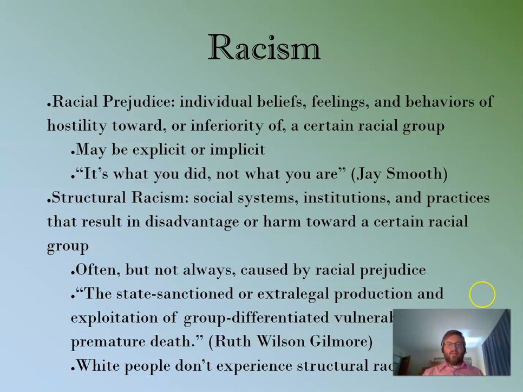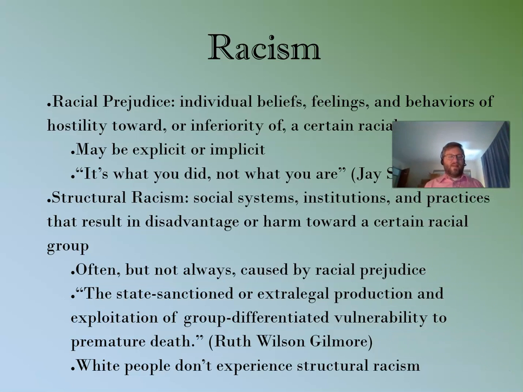And structural racism is often caused by racial prejudice, and again, is often caused by racial prejudice of the people that make up these social systems and institutions. But it's not always able to be reduced to just racial prejudice on the part of the individuals that make up those social systems. That the system itself can have these biases built into it in ways that go beyond the behavior of just the individuals in that.